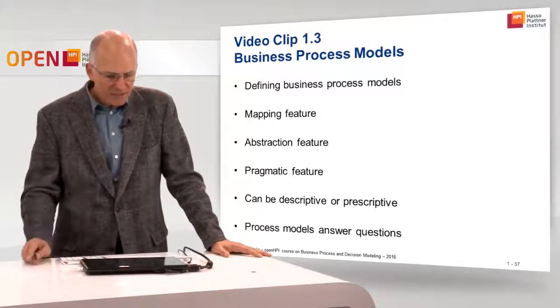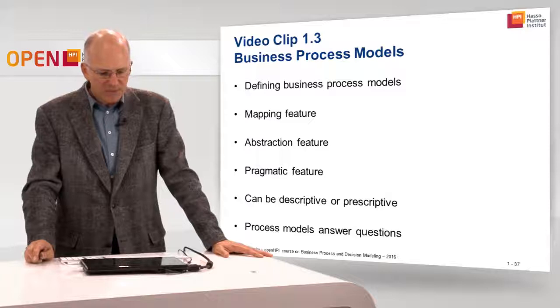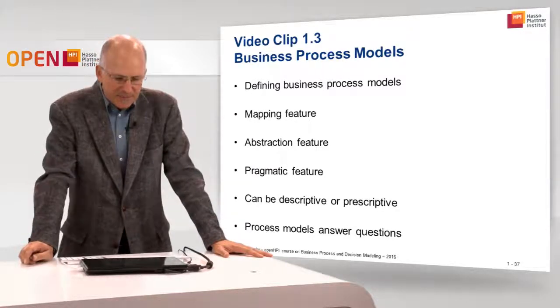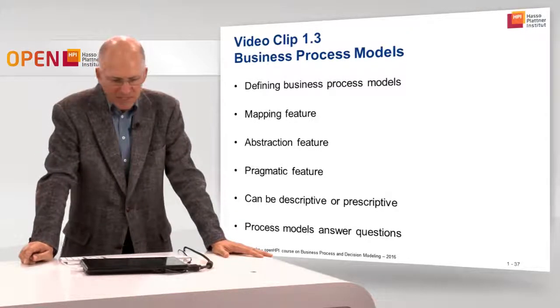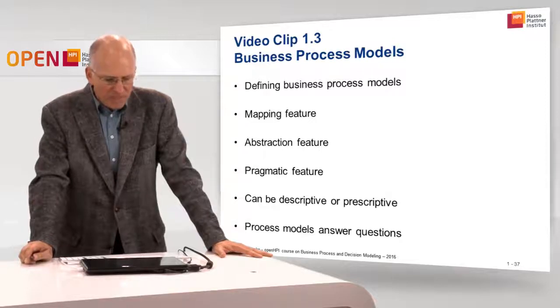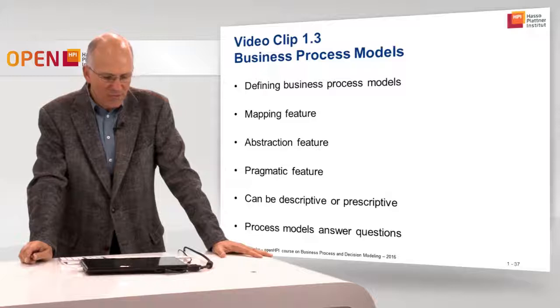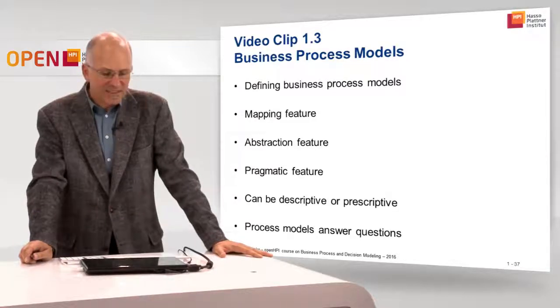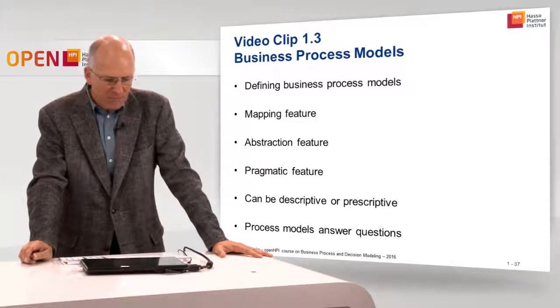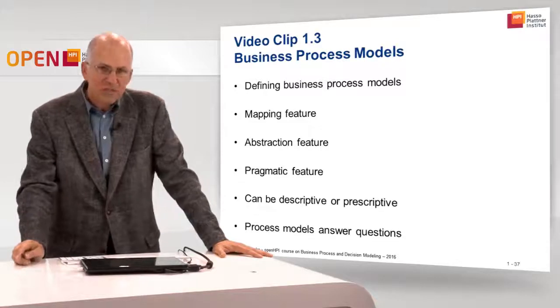All right, that concludes video clip 1.3. We took a look at business process models, defined what a business process model is. We investigated whether the three properties or features of models that we know from modeling theory really apply to process models. And we can say yes, process models support the mapping feature. Elements of the originals are mapped to the process model. Also, the abstraction feature is supported.